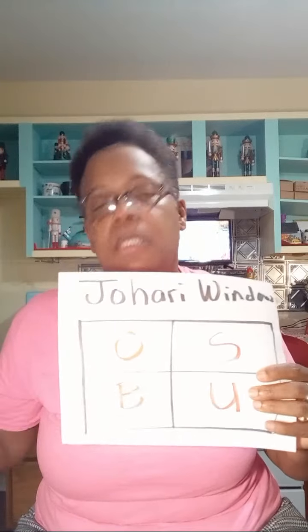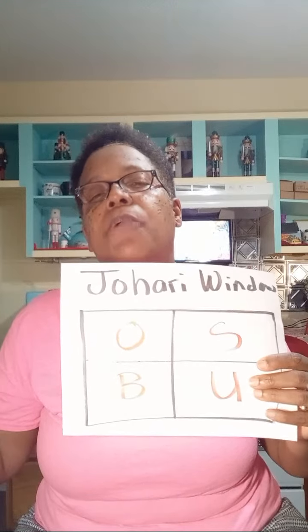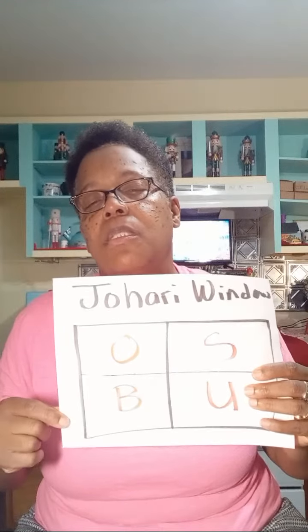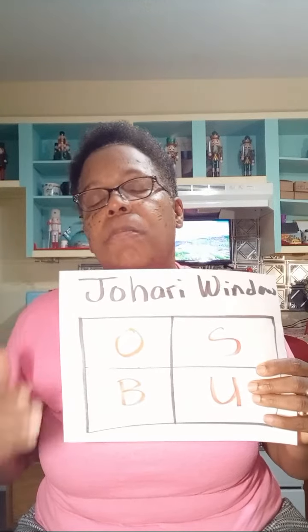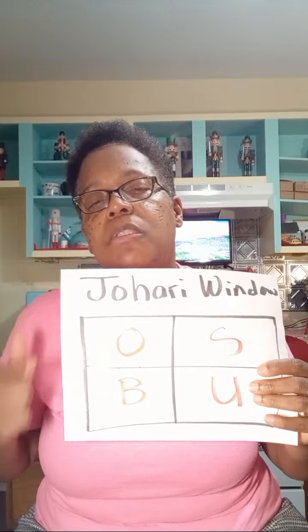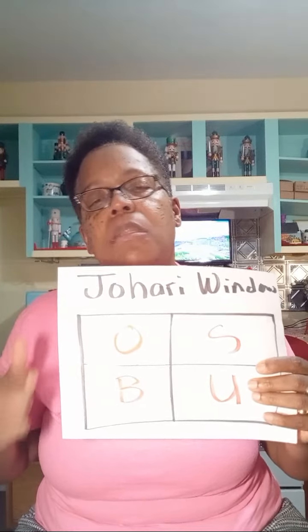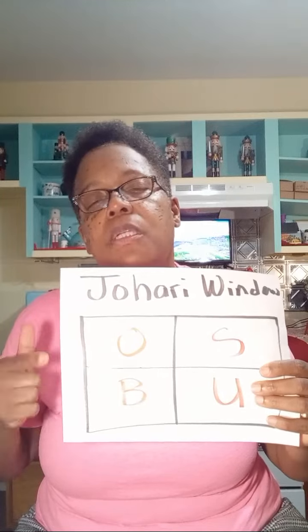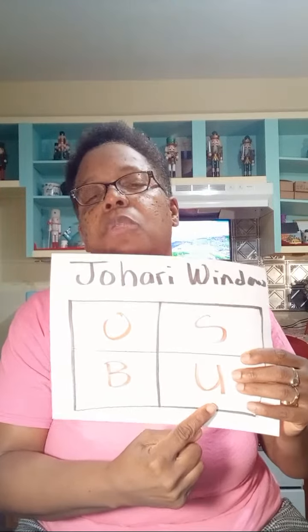The U area of the Johari window is the unknown area of the Johari window. And the unknown area of the Johari window is information you do not know about yourself, and nobody else knows it either. Your mother, your father, your sister, your brother, your significant others, your neighbor, your co-worker. Nobody knows this because it's unknown. You don't even know it.